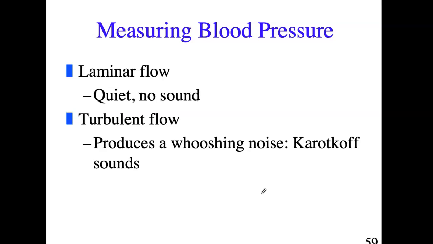So Korotkoff sounds are based on these. Korotkoff was the super smart individual who figured this out, that what he could do is listen to the flow in an artery and through that decipher what the blood pressure was. But how do you do that? You'd have to first stop the flow in an artery and then allow some of it through. And so you've got a comparison of that turbulent flow and that laminar flow.